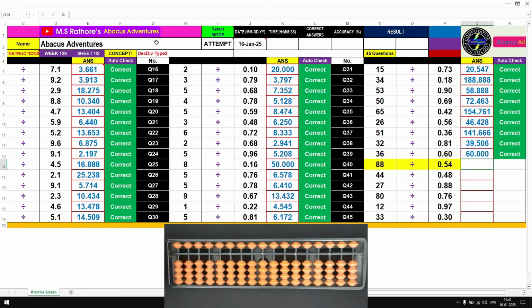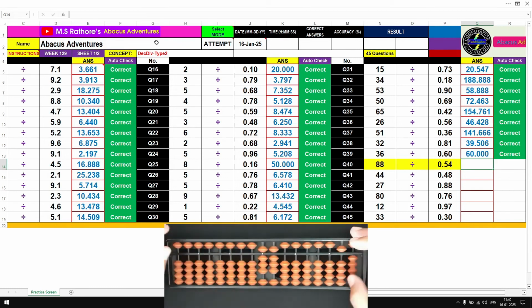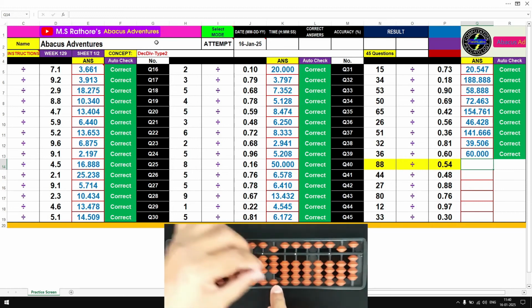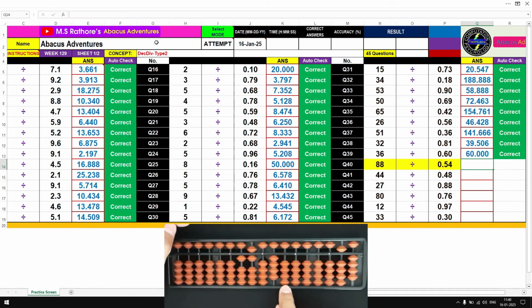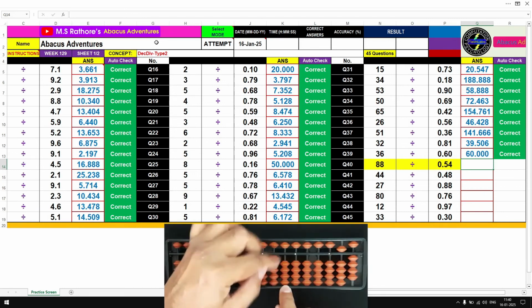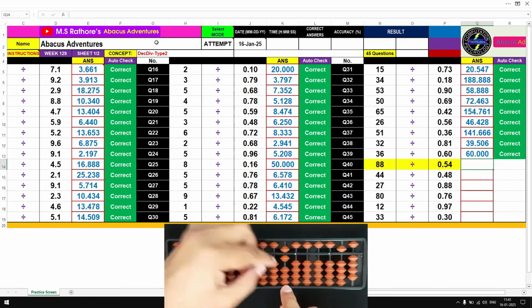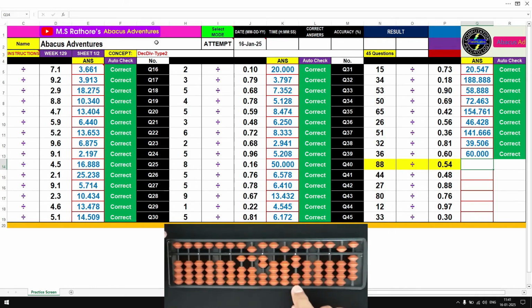Question number 40, 88 divided by 0.54 or 88 divided by 54. My finger is below 8. 5 ones are 5, 4 ones are 4, new round, 34 is the value. 5 sixes are 30, 4 sixes are 24, new number is 16. 5 twos are 10, 4 twos are 8, new number is 52.